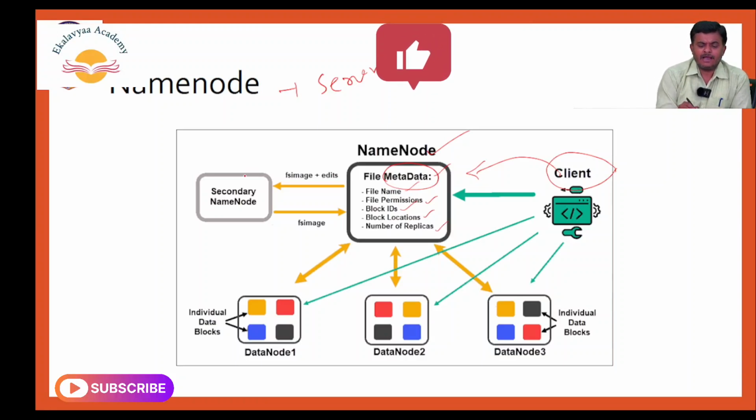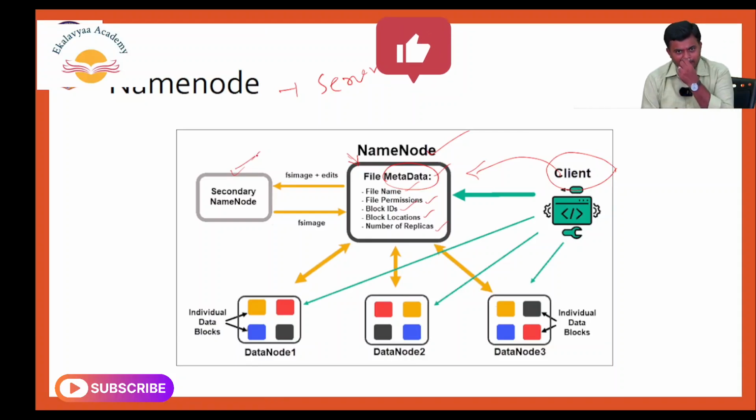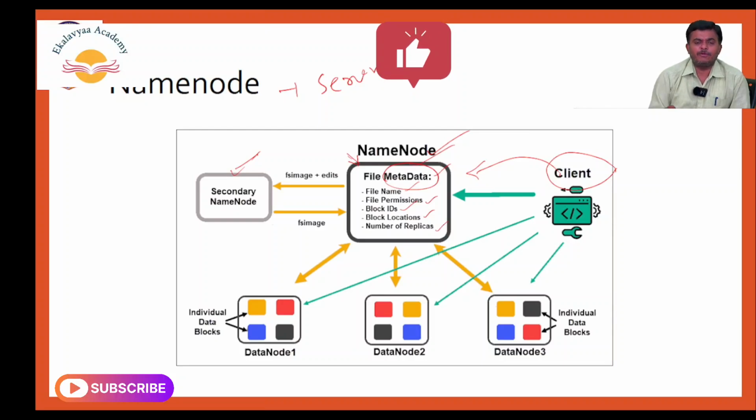That is what it maintains, and apart from that, we'll have a secondary name node. Whenever the primary name node fails, we have the option of a secondary name node, which can be up and running when the name node fails. It continuously keeps receiving the FS file system image and whatever edits have been done on the file, and that will be stored in the secondary name node. So when the primary fails, it takes the FS image, and the secondary name node acts as the primary name node.